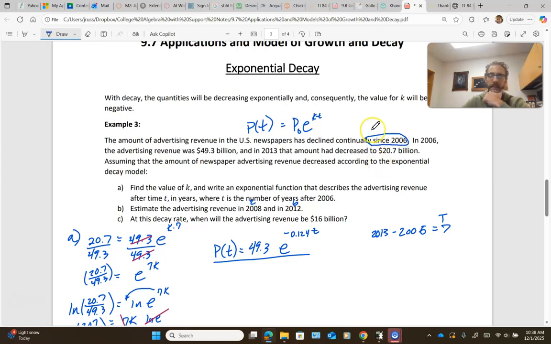So this would be 9 years from 2006. So in other words, 2015. That's when we could expect the advertising revenue to have fallen to roughly $16 billion.